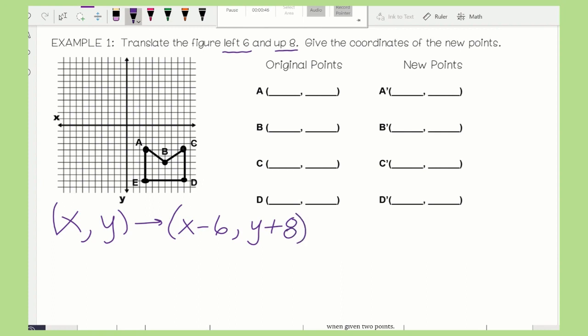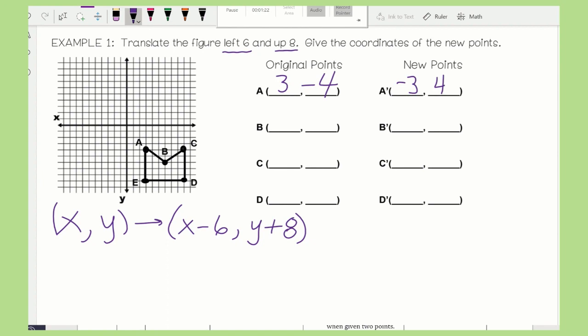Okay, so A is at the point right now (3, -4). If I plug that into my rule, 3 minus 6 gives me -3. And then -4 plus 8 gives me positive 4. Okay, so you'll do that for the rest of them. I'll go ahead and do it for B and C, and then you need to finish D and E and also draw the picture.